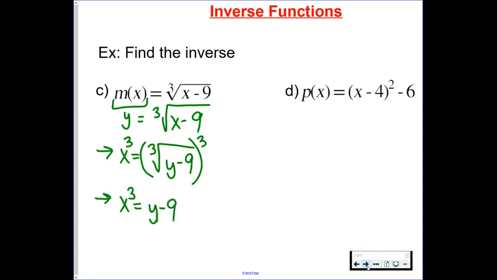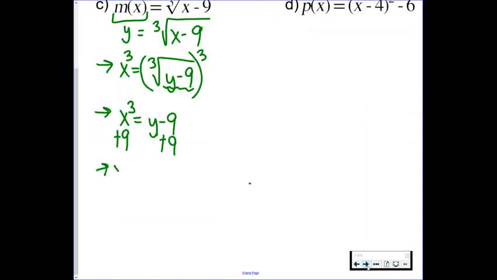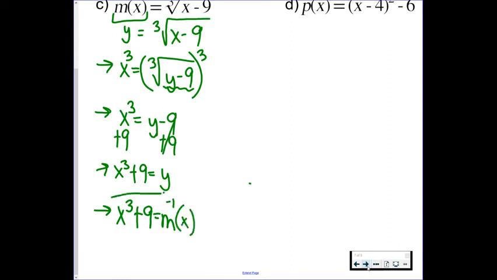Remember, just like square and square roots undo each other, cubes and cube roots undo each other, so we're left with just the y minus 9. Now to get y by itself, I'm going to add 9 to both sides. So that x cubed plus 9 equals y. Now that we've got y by itself, that means we're done and we can set up the inverse equation. X cubed plus 9 equals m inverse of x. And that is the inverse function.